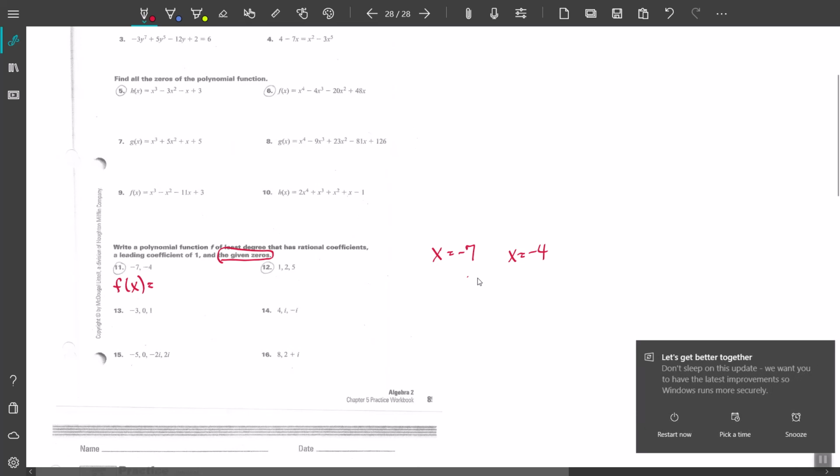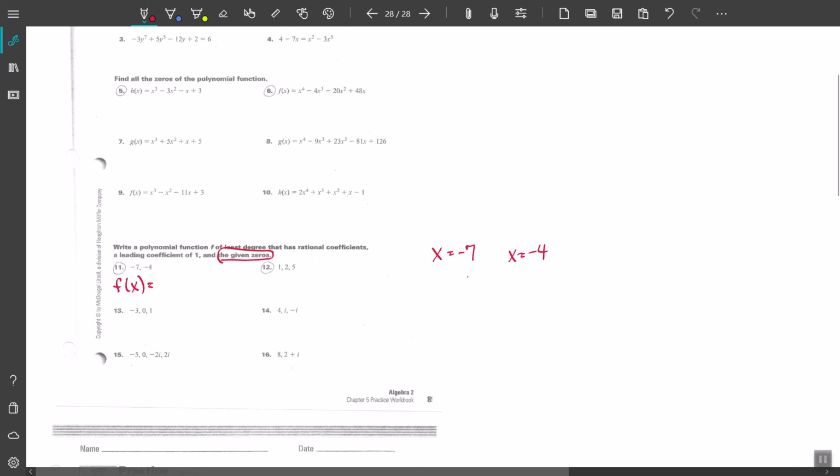So this is like the last step that we just did up in 5 and number 6. Okay, so if these are our zeros, then we can kind of work backwards and say, well, if those are our zeros, then the binomials that we multiplied together to get these zeros, these x's, would look like this. All I'm doing there is adding 7 to both sides, so I'm getting x plus 7 equals 0, and then x plus 4 on that other side would equal 0.